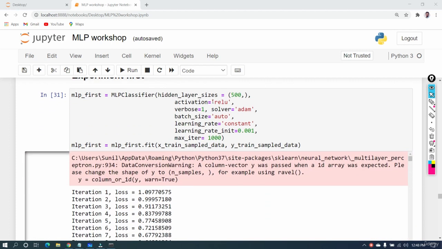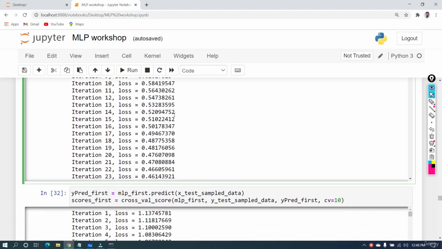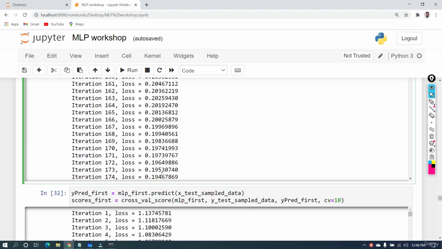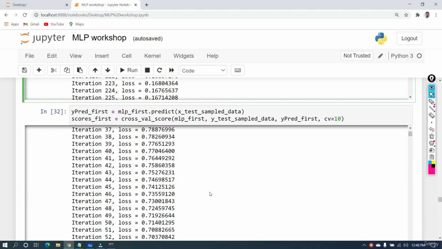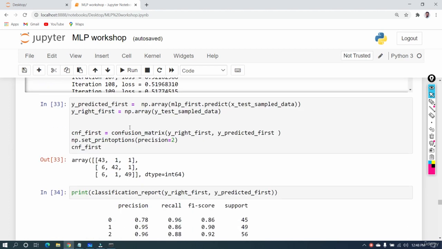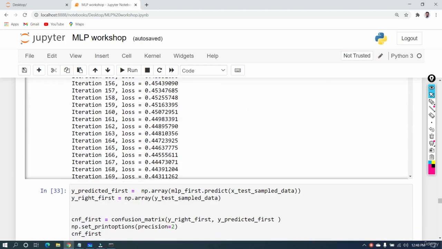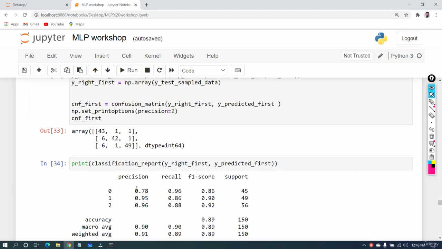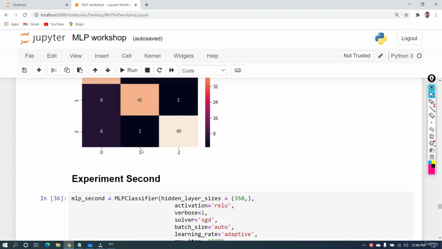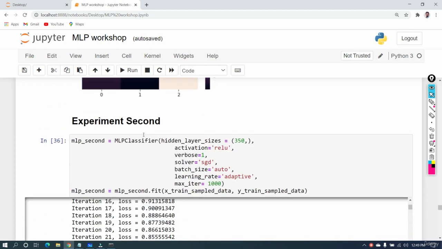What changes did we make in the first experiment? The activation is ReLU. We didn't change the size, and we didn't change the solver either. We only changed the batch size. The batch size was 32 at first, and now we changed it to auto, and we saw our output as it was converging. We evaluated our model, saw the accuracy and the confusion matrix, and you can see how much loss is converged over the different iterations. This way we also printed the confusion matrix and classification report.